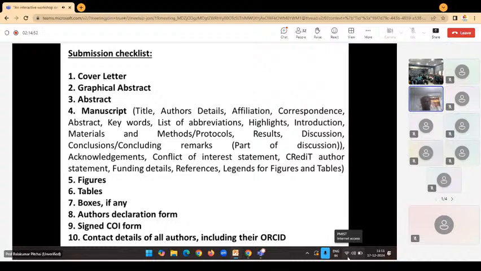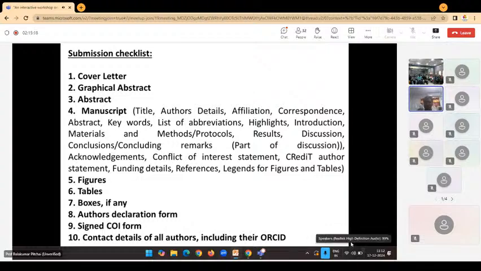Then start with the IMRAD: introduction, materials and methods including protocol, results, discussion, conclusion. Conclusion is part of the discussion. Once you end with a conclusion, then provide the acknowledgement, in which you include any funding source, anything you want to acknowledge. Don't acknowledge simply that we are thankful to this person for his support, for his help. It is not necessary.